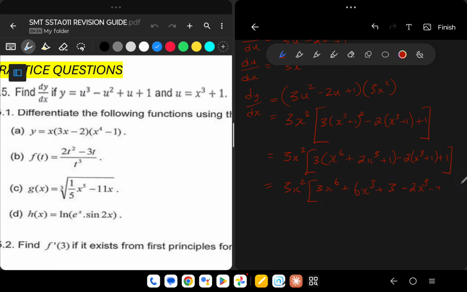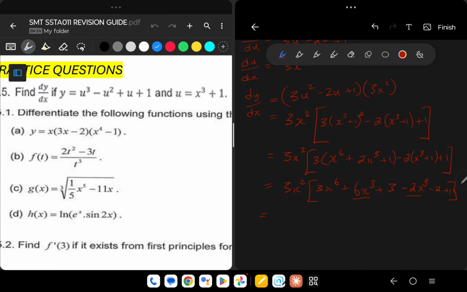2x cubed minus 2 plus 1, plus 1, right? So continuing further with it, we say that okay, now we have something there. What we have is 3x to the power of 6. Okay, what can we do with it? We can just relax with it, but we have like terms now, 6x cubed minus 2x cubed, and then we have 3 minus 2 and 1.